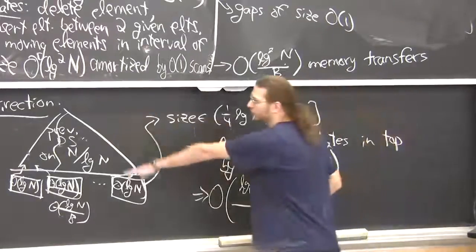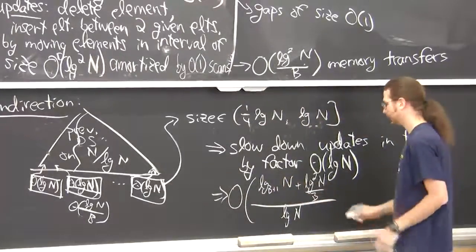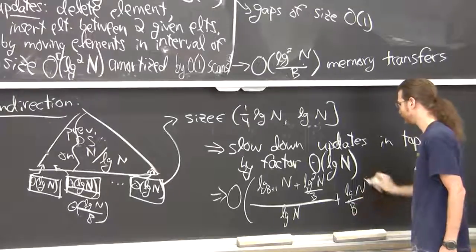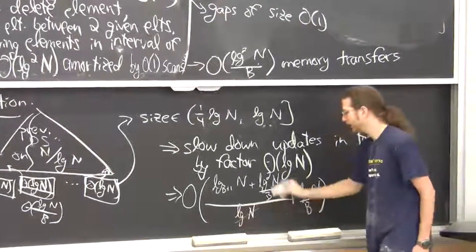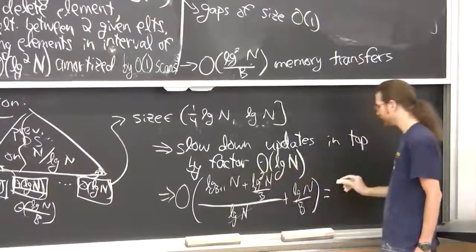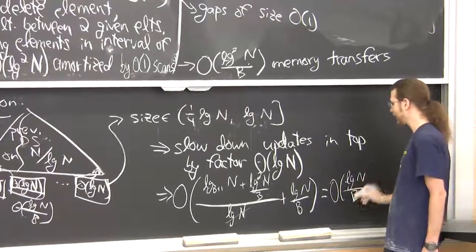Plus we have to do this part at the bottom. Okay, plus we're doing log n over b at the bottom. So basically, this log cancels with this square. So this is log n over b as well. This thing gets even smaller. So we end up being able to do updates in log n over b.